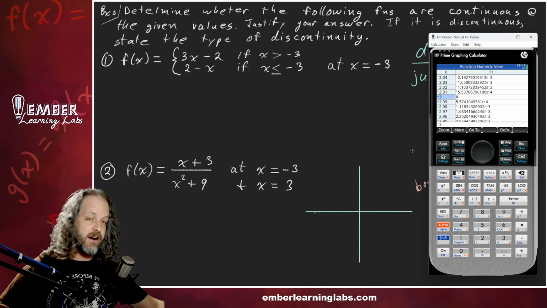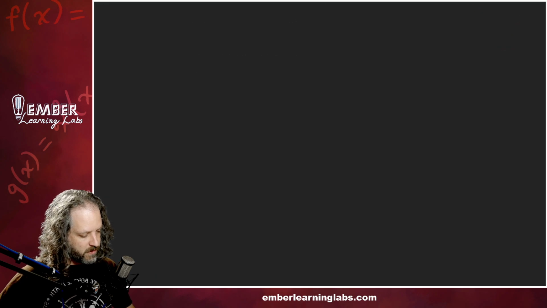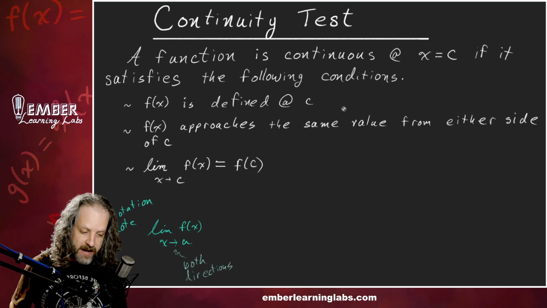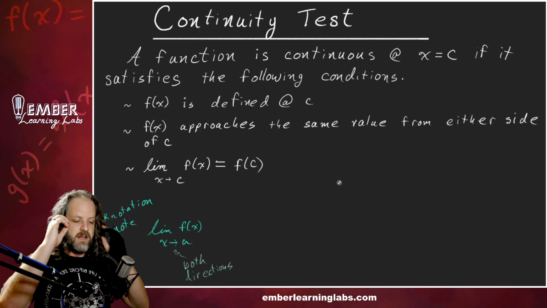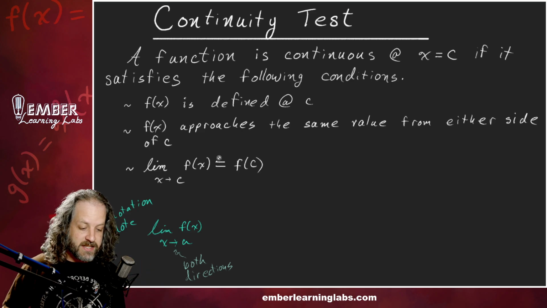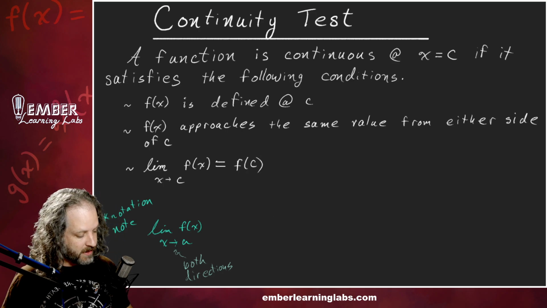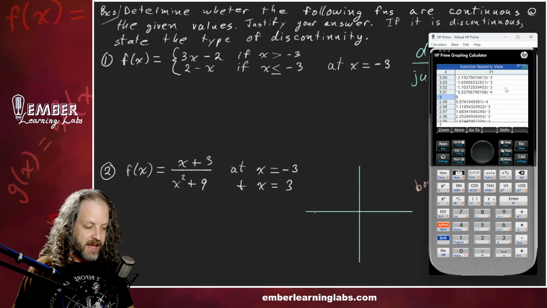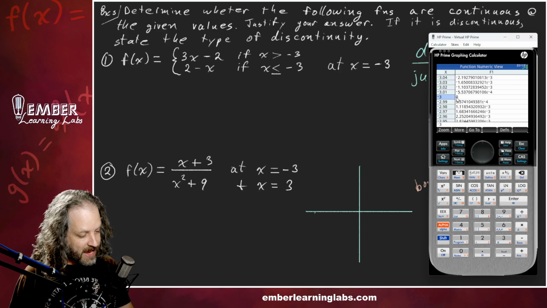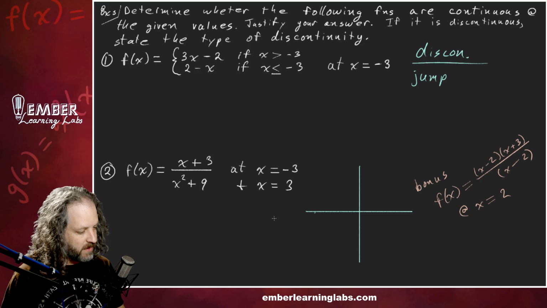So does that meet our criteria? Let's go back and remind ourselves what the criteria were. It's defined, and approaches the same value from either side. So it's approaching 0 from both sides. That's good. Now the last one: is the limit the same as what it's defined as? Let me pull back to where we are. So the limit, it's approaching 0. Where does it get to? 0. So it's the same as what it is. So this is continuous at +3. So it is continuous.